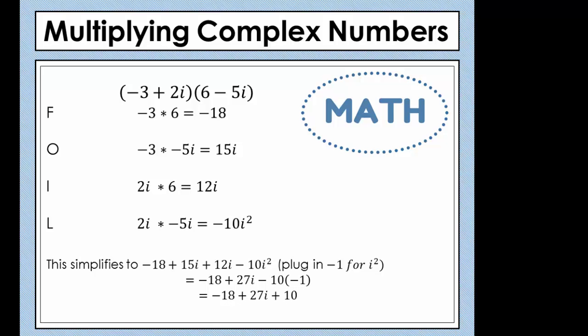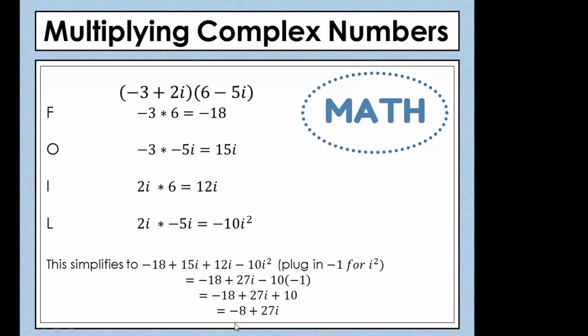One thing to recognize when you're doing these problems, kind of a shortcut or an easier way to do it: whenever you have a number attached to i squared, the value is always going to stay the same, but when you get rid of the i squared, the sign in front of it is going to change. So this -10 became a +10. Then from here we just combine like terms. So -18 and +10, we combine those to be -8, and then we just put the 27i at the end.